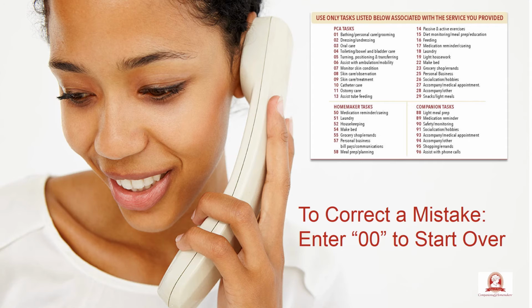When you're finished entering all your task ID numbers, wait for the system to confirm the name of the last task ID number you entered. The system will then confirm the total number of tasks you entered. Once you hear the total number of tasks, you can hang up the phone. You're done. You've now clocked out and entered your tasks.